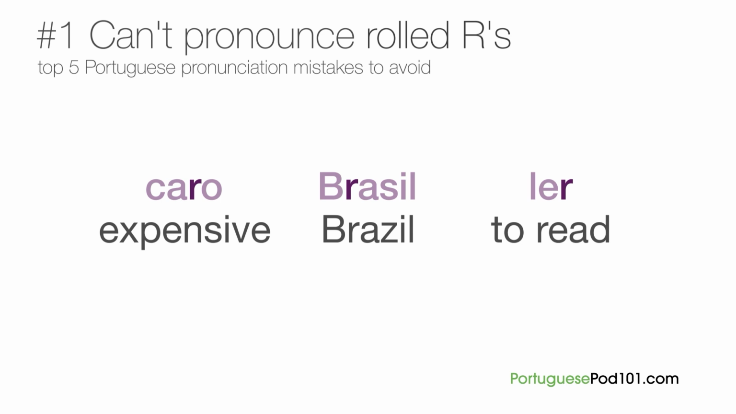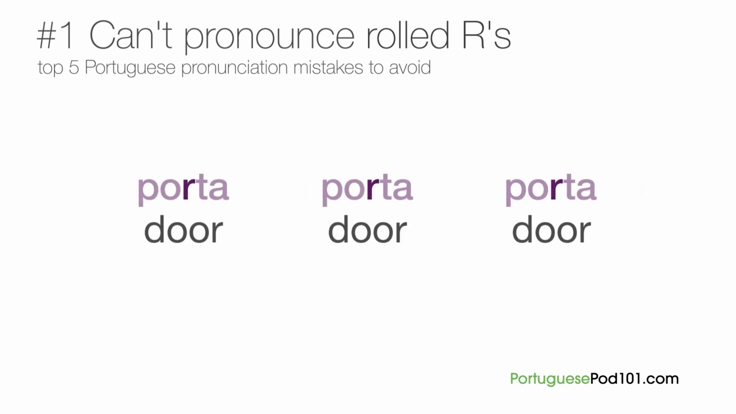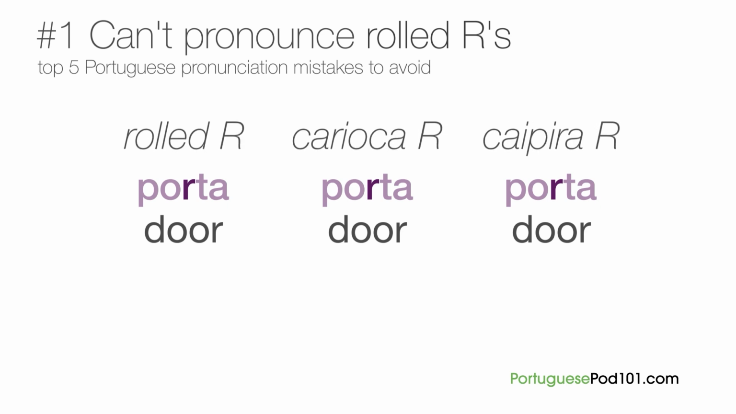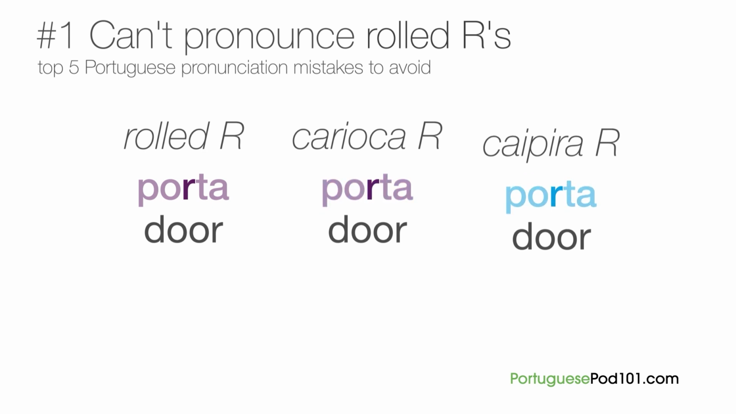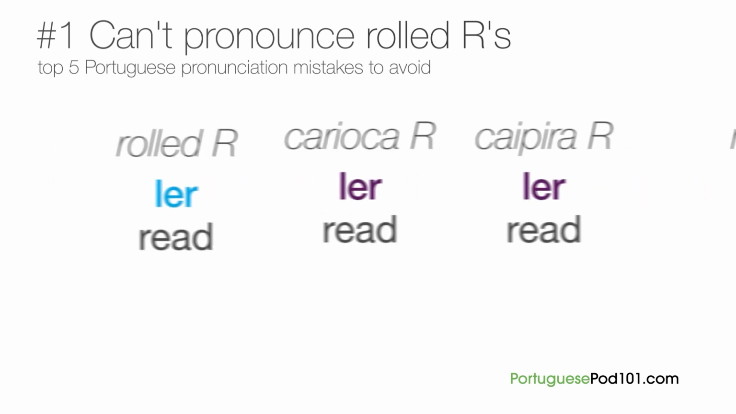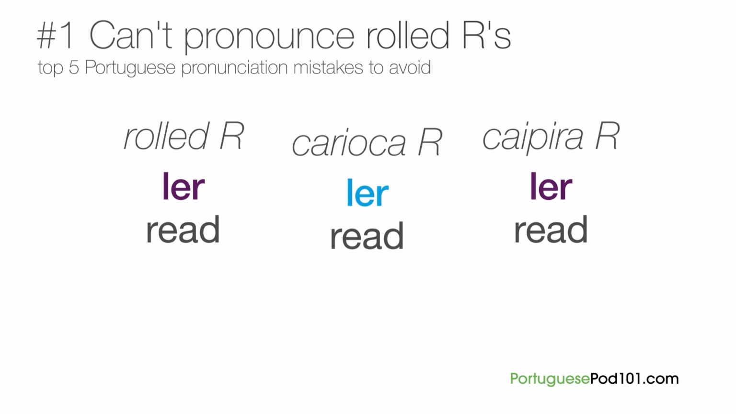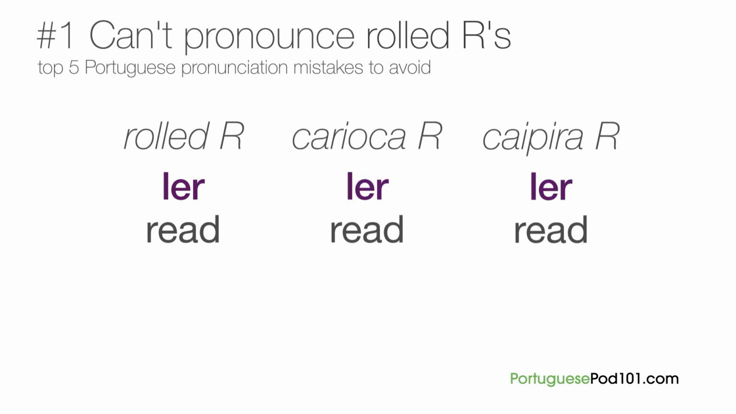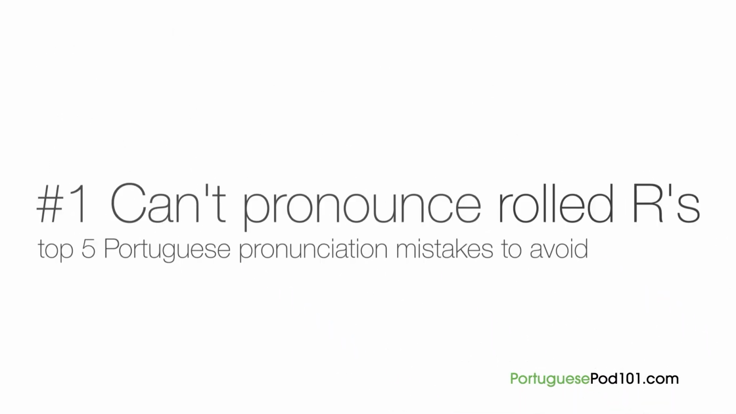It's quite a complex sound, but luckily for you, we have a small trick that can help you. If the R is not followed by a vowel, and if you are familiar with other dialects, you can use different accents to pronounce it properly without having to use the rolled R sound. Listen to the following examples. Porta, porta, porta. Ler, ler, ler. Check out Lesson 6 to master the pronunciation of the elusive rolled R.